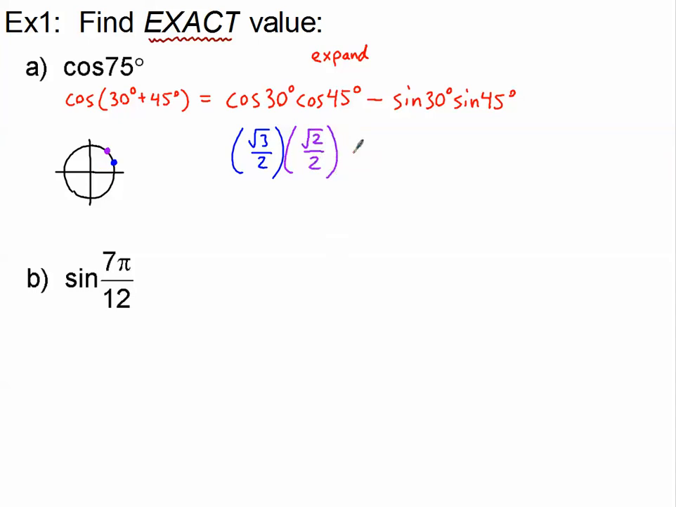And then I've got my minus. And now let's go back and do the sine of 30 degrees. 30 degrees is right there. That's that little sine up, 1/2. And then the sine of 45 degrees is the square root of 2 over 2. That was supposed to be a different color.